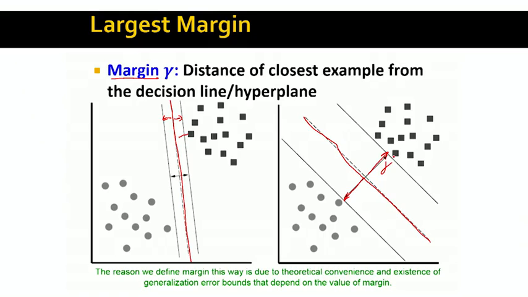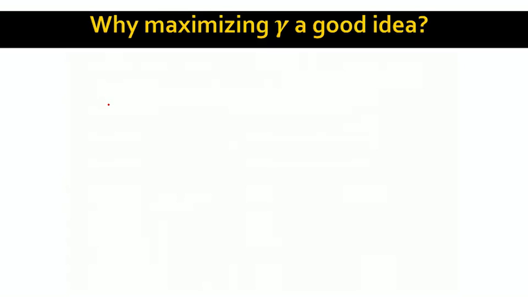The reason why we define the margin as the distance to the closest data point, and maybe not the average distance or something like that, is because this makes sense intuitively, and also there is machine learning theory that says that this is the right way to go about this, to define the margin as the distance of the closest example from the decision boundary. So now we will ask, why is maximizing margin gamma a good idea? And to do this, we first want to compute what is the value of gamma.